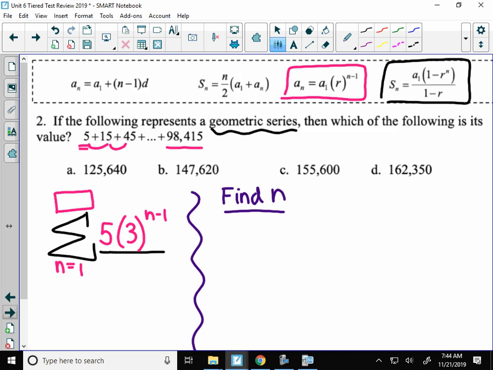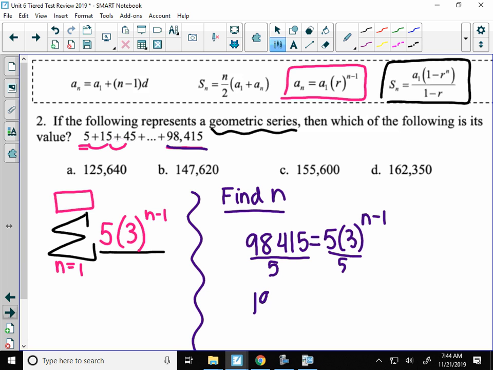So I'm going to put in for A sub n, I know that term is 98,415 equal to the first term times 3 to the n minus 1. And I'm going to solve that for n. So I'll start by dividing by 5. And that answer when you divide by 5 is 19,683 equals 3 to the n minus 1.